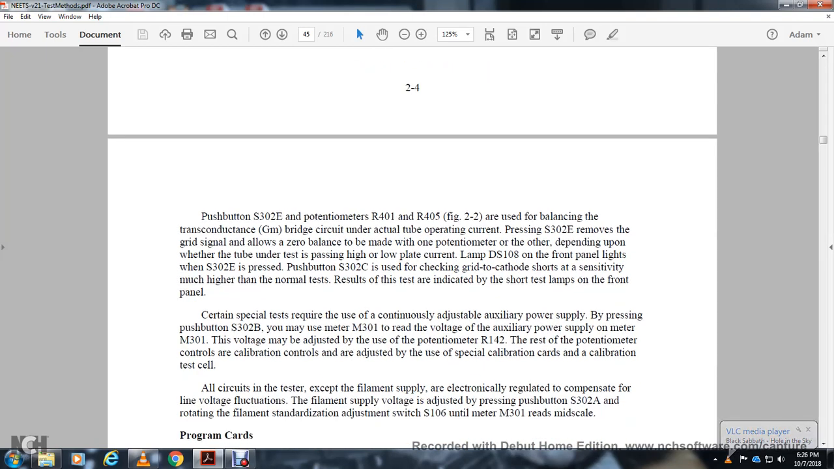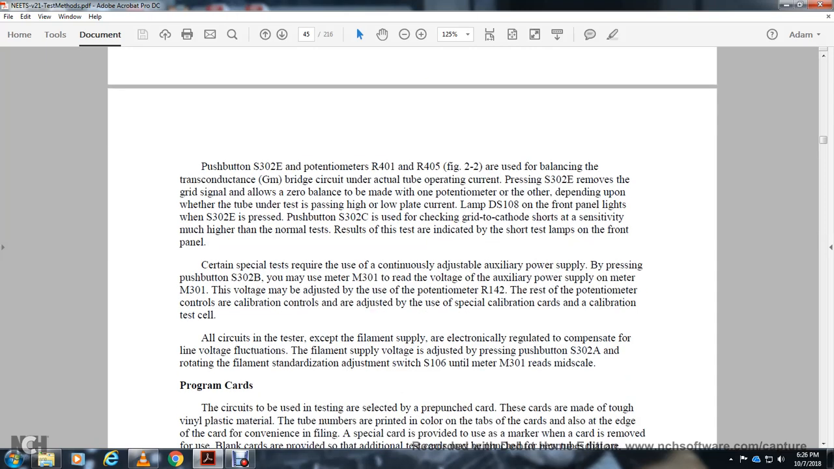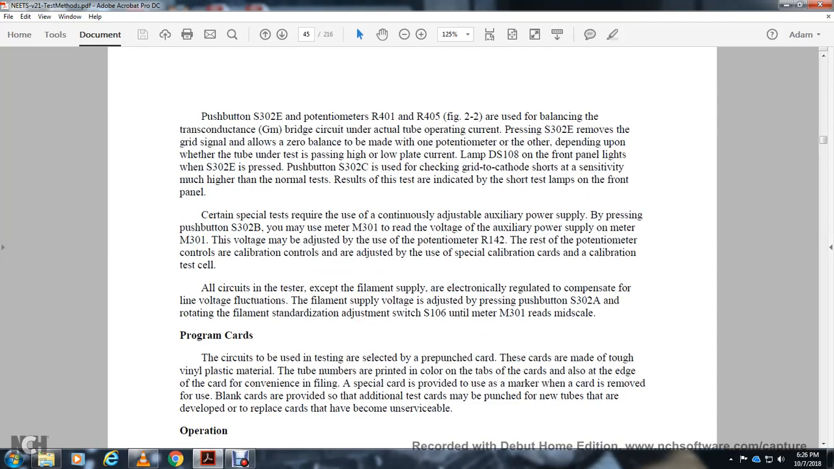Certain special types of test require the continuously adjustable auxiliary power supply by pressing the push button S302B. You may refer to M301 to read the auxiliary power supply voltage on the meter. The voltage is set by the potentiometer resistor 142, and the calibration controls are adjusted with special calibration cards. The calibration test is run with the circuit, with the tester's filament supply electronically regulated with the compensator for high voltage fluctuations in the filament supply voltage. Adjust by pressing the foot buttons S703 and 302, rotating the filament standard and adjusting S106 until meter M301 reads mid scale.